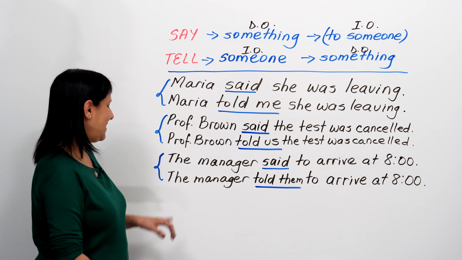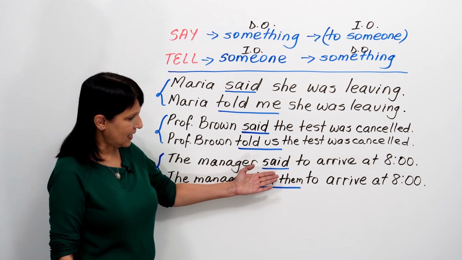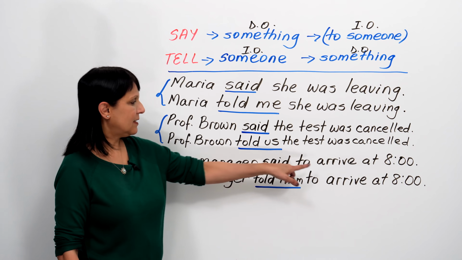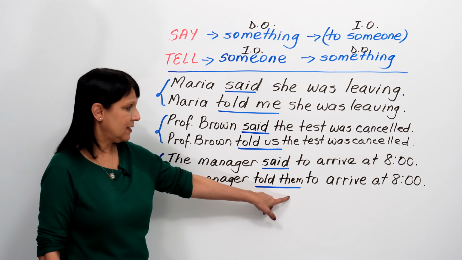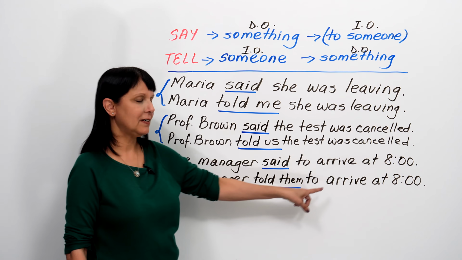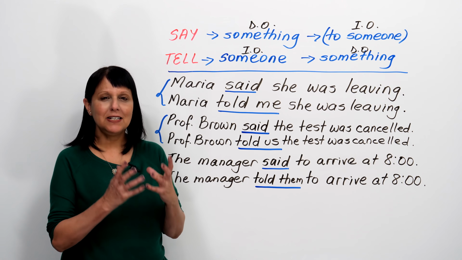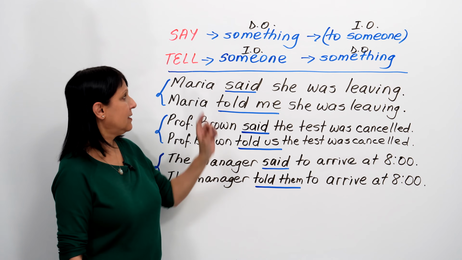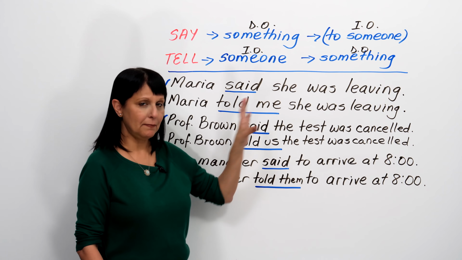All right? Next, let's look at the world of business. Another example. The manager said to arrive at 8 o'clock. Said something. But the manager told them to arrive at 8 o'clock. Told someone something. That's basically it, all right? That's the main difference. That if you say, then just say something. Tell someone something. Now, these are some examples.